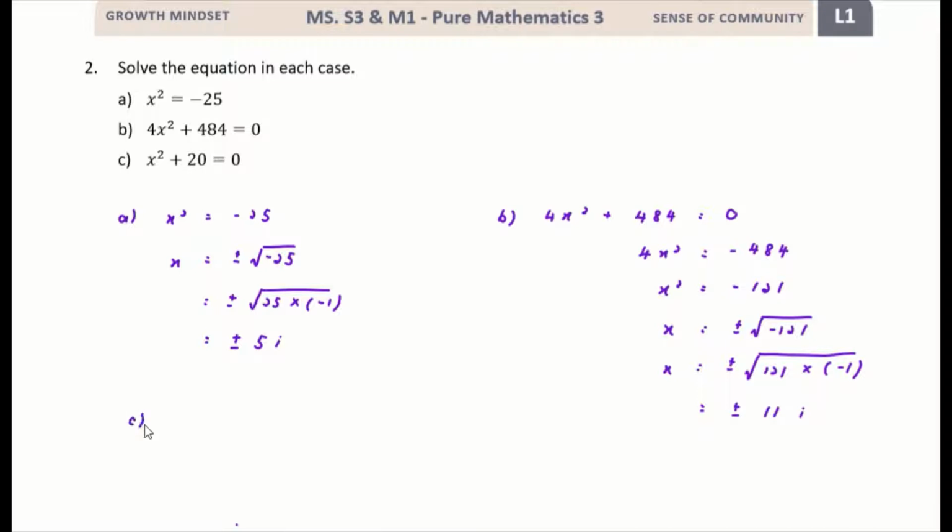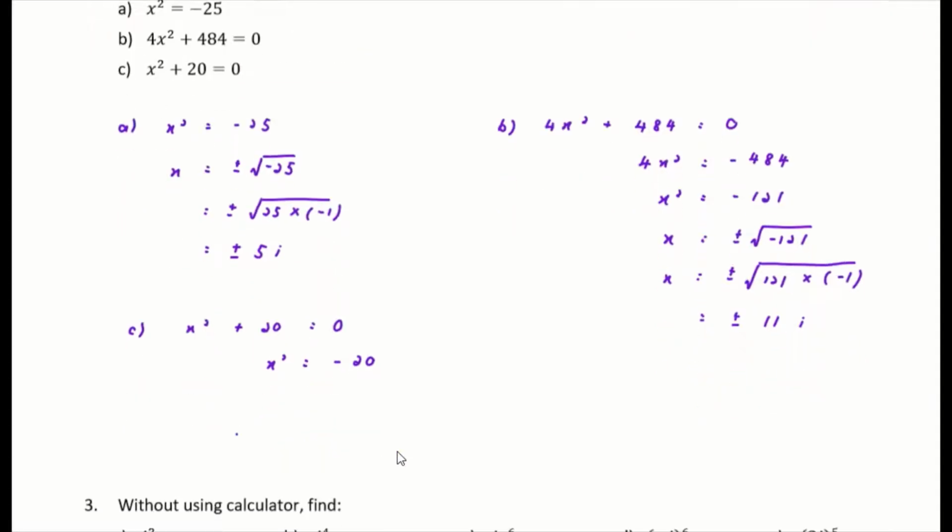Okay, so C, x squared plus 20 equals 0. So x squared equals negative 20. So x will be equal to plus minus square root of 20, so we can have 4 times 5, and then negative 1.